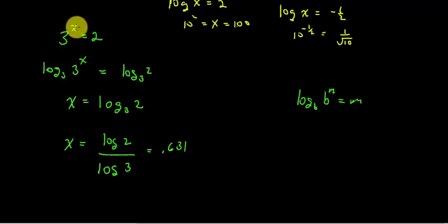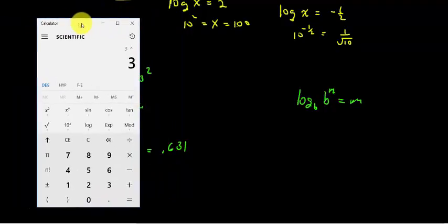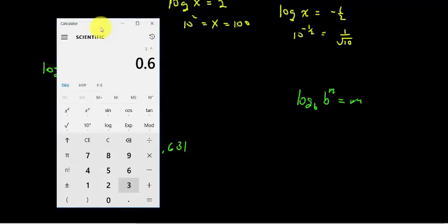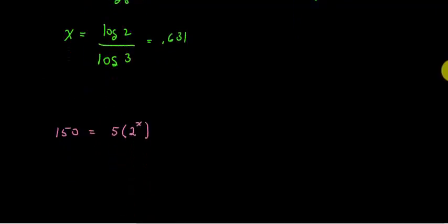If we were to take, of course we're rounding, so it's not exact, 3 to the power of 0.631, let's do that. 3 to the power of 0.631, and when we hit that, we come very, very close to 2, and that's just rounding error. And so that's how we solve exponential equations. We use logarithms. Okay, so let's go down here and do another one.